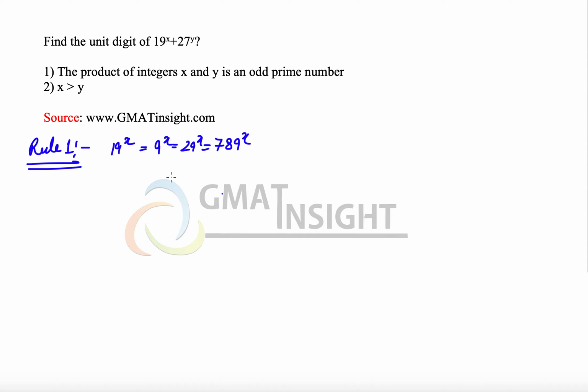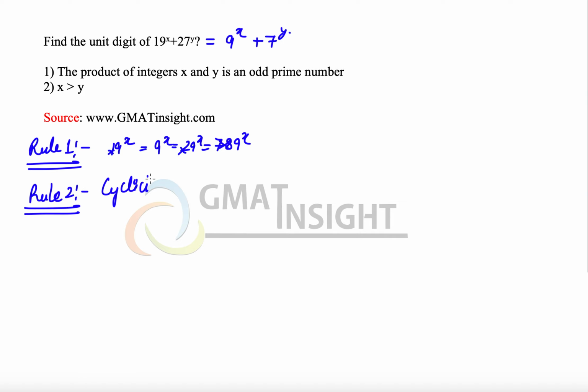That means while we are calculating the unit digit, any digit other than the unit digit just simply does not matter. Which means the question stem can be converted into: the unit digit of this number will be the same as the unit digit of 9 to the power x plus 7 to the power y. Now rule number 2 is the rule about cyclicity.